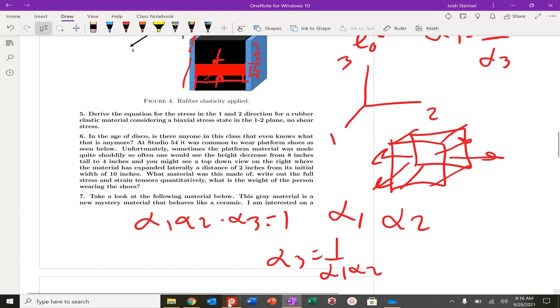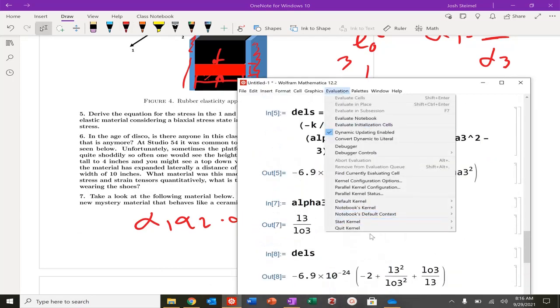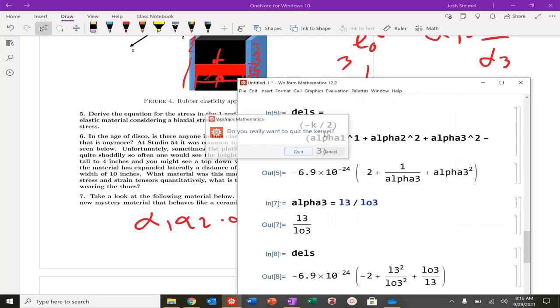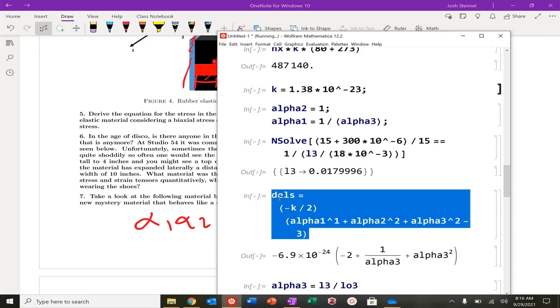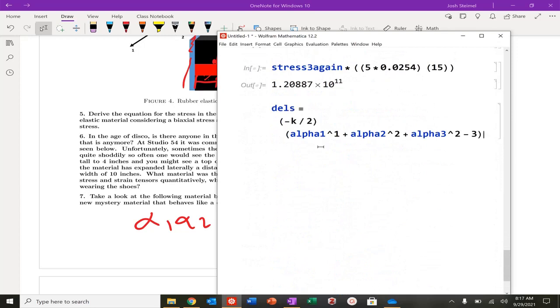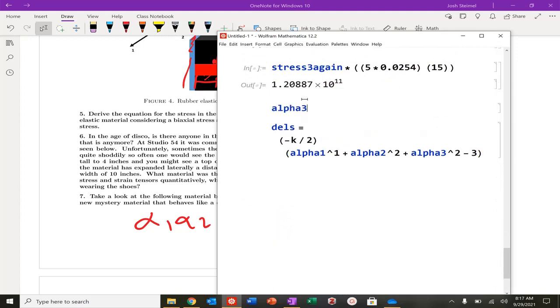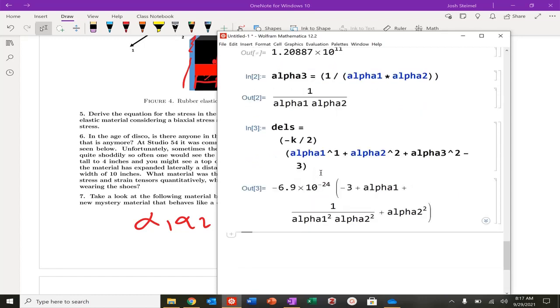So I'm going to plug into that expression that we did previously. First off, I'm going to quit my kernel. I am going to keep my K definition. I'm going to look here. Move this down, move this down. So I'm going to keep this. I'm going to define that alpha 3 equals 1 divided by alpha 1 times alpha 2. Here, alpha 3, del S. I could plug that in.